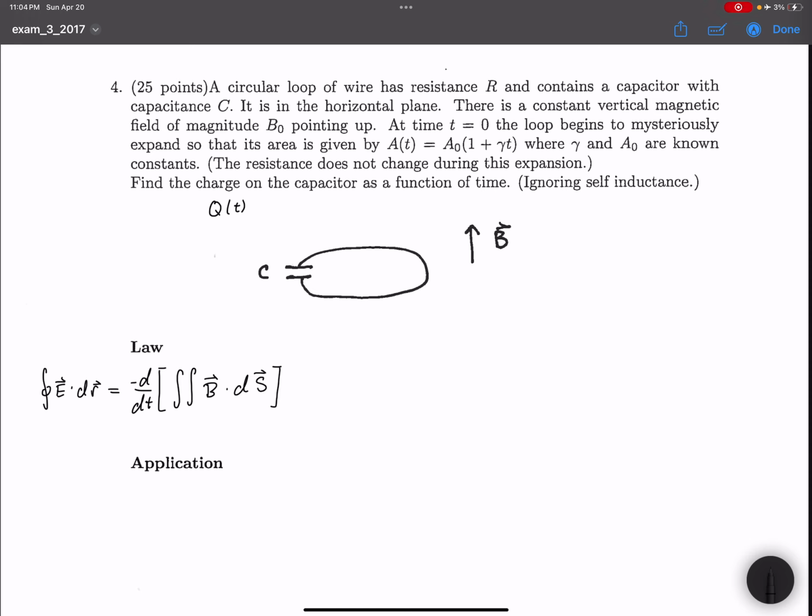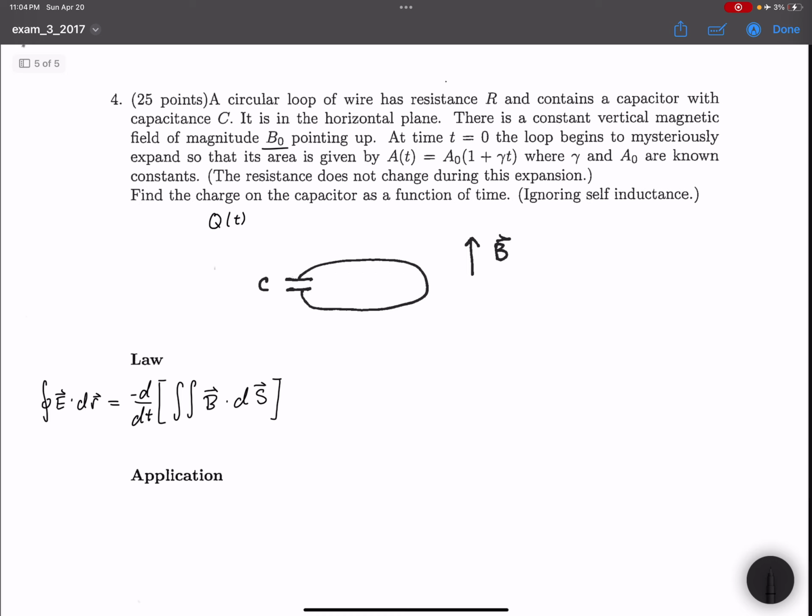And then we're also ignoring self-inductance, so we don't need to worry about that. And I think that's all we need. We're given the magnetic field, so we don't need to use Ampere's law. Okay, so the only thing we should probably do before we start this question is read a little carefully here, because it says there is a constant vertical magnetic field of magnitude B naught pointing up. At time t equals 0, the loop begins to mysteriously expand.